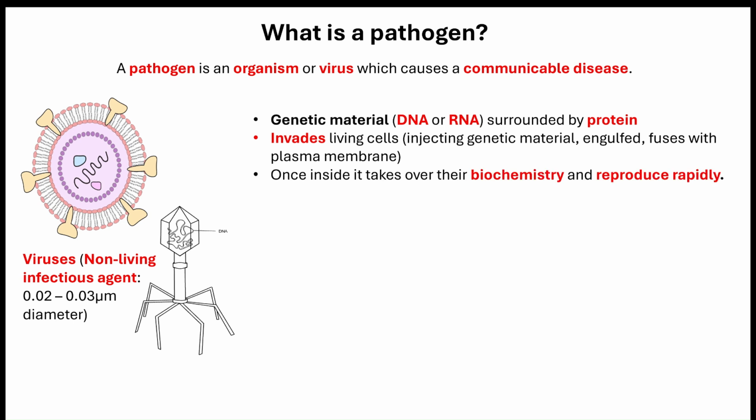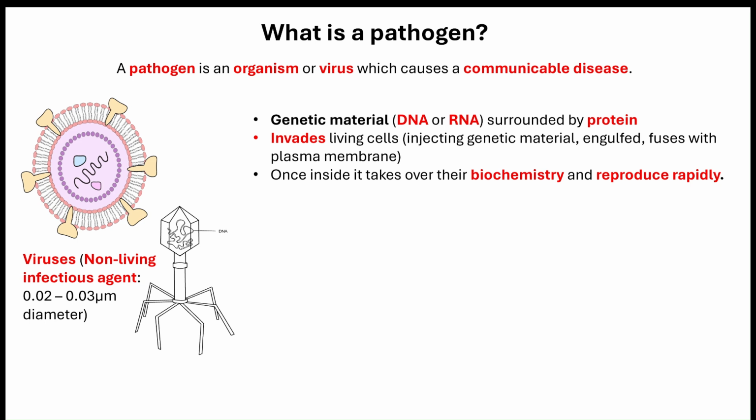So what they do once they're inside is they want to take over their biochemistry, and they want to reproduce rapidly. So it could be that they're going to inject their DNA, and that DNA can then be transcribed and then translated, or it could be that they put their RNA, and that RNA can either be translated, or what they might do is they might end up converting that RNA into DNA.